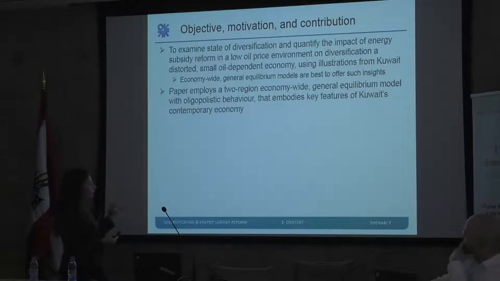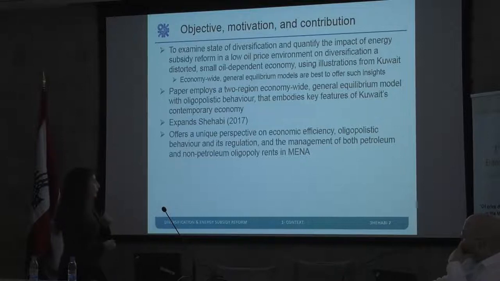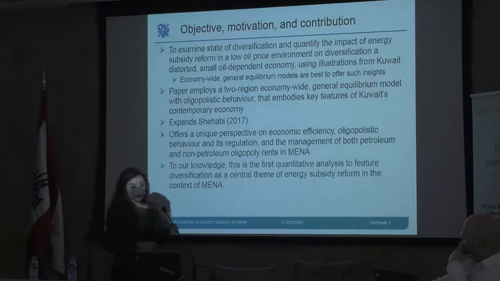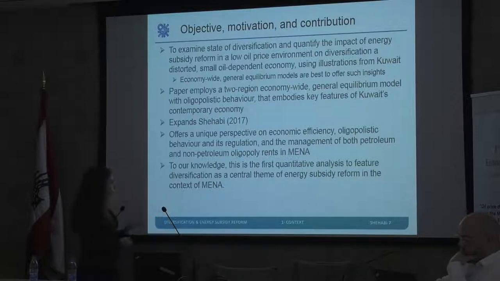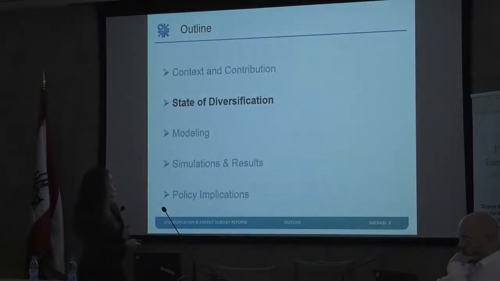So the paper uses a two-region model that has oligopolistic behavior and embodies the key features of the Kuwaiti economy, and it expands earlier work that I've done also in Kuwait. The important contribution is that it offers a unique perspective, I believe, on economic efficiency in the context of MENA, as well as on oligopolistic behavior, regulation, and managing oil rent but also non-oil rent. And to my knowledge, this is the only quantitative study that features diversification as a central theme in the context of energy subsidies.